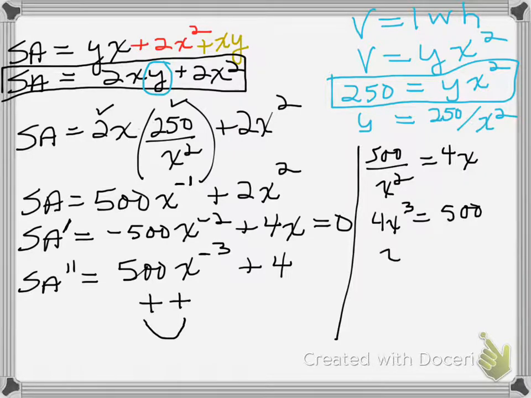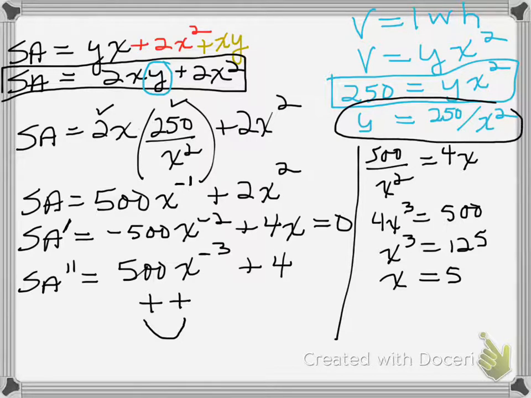Divide both sides by 4. X cubed equals 125. Therefore, x equals 5. Okay, so x equals 5. What is my job? My job is to find the dimensions. So far I have one dimension. I only have 2 dimensions, so I'm doing pretty well. Don't I know from this equation right here that my y equals 250 over x squared?